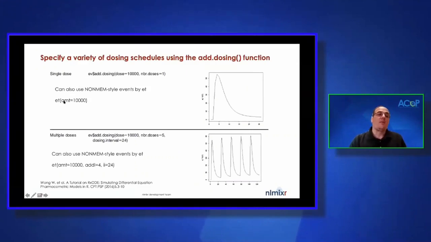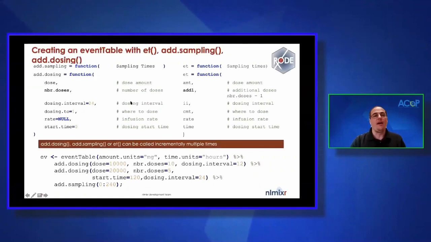So in this case, we would have ET amount would be basically a NONMEM amount or a dose of 1,000 units. And then we might also want to add additional dosing and II dosing so you can get this type of a framework. So here we have the two different styles of adding sampling and dosing within RxODE. We have the add sampling function, which can be used outside the function or the event table, or you can use a $ sign to access it.